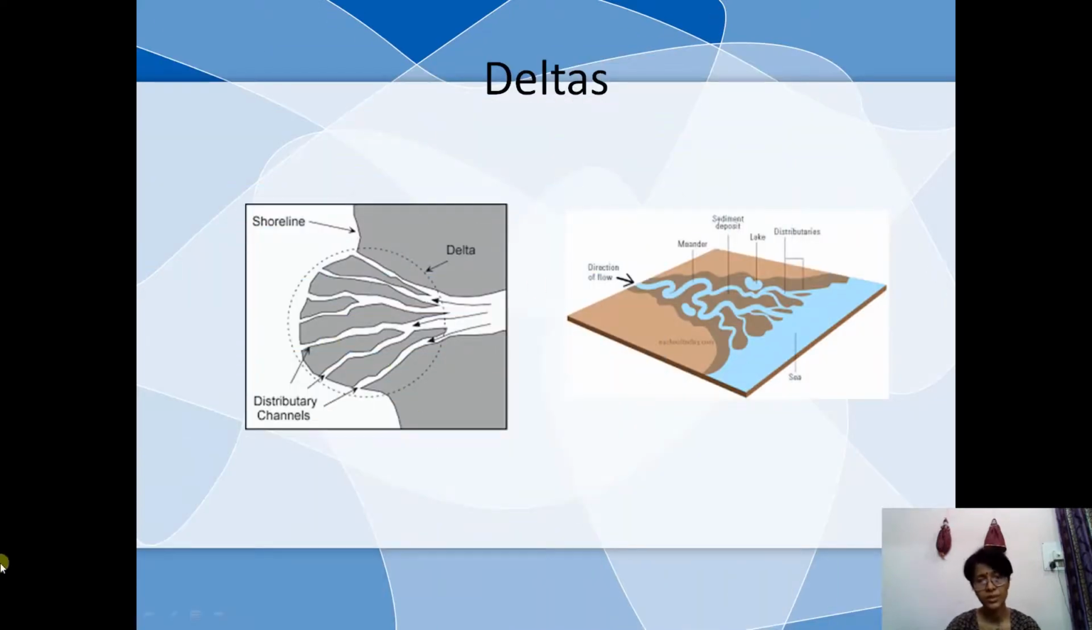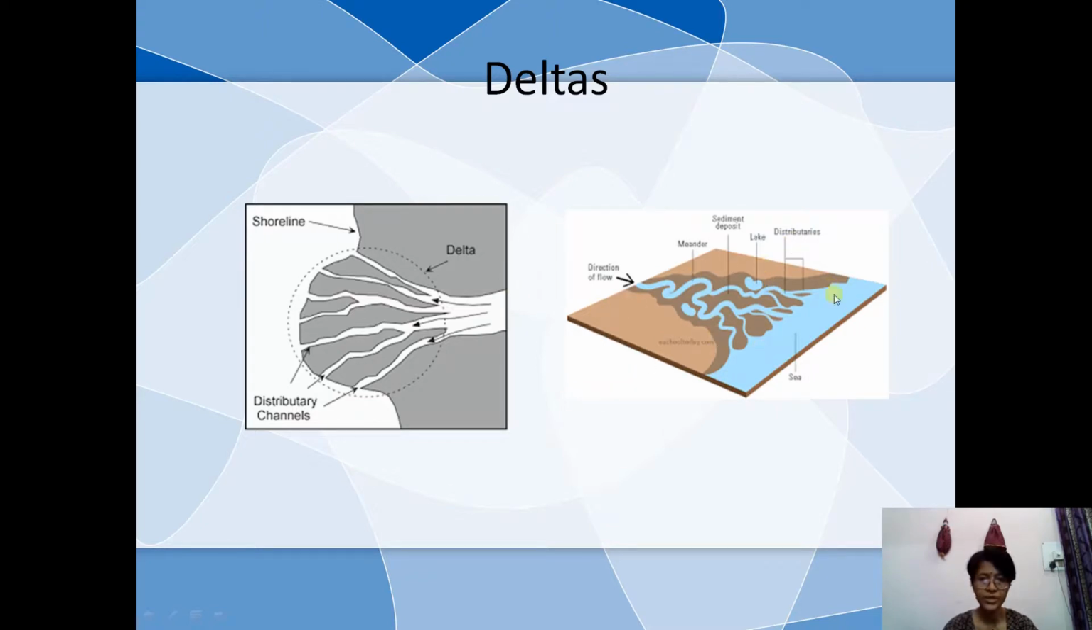Deltas, another depositional landform of a river. You see this is how the delta is formed, and here different parts of the delta are shown, the distributaries. That means we can say the tributaries join the main river, but distributaries actually come out from the main river. So here we find so many distributaries when a river joins the sea or ocean. Small streams which come out from the main river are called distributaries.